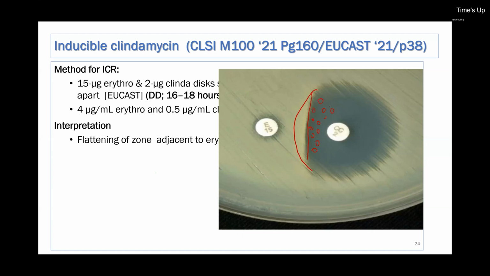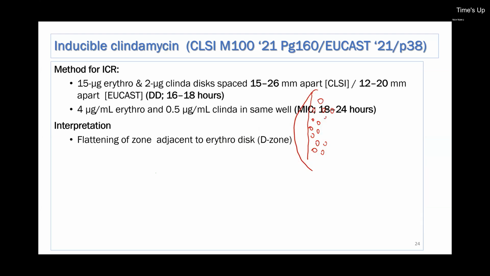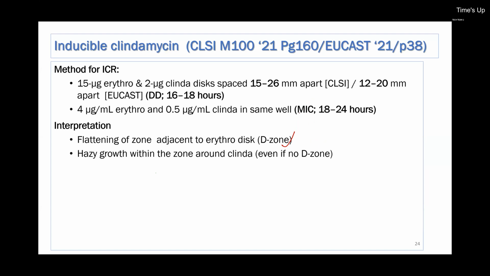So you can have discrete colonies inside the cleared zone. You may not have a blunting, you can have isolated colonies. Even this is taken as inducible clindamycin resistant positive. So there it may be a D zone or it may not be a D zone, with growth inside the clindamycin on the side of the erythromycin.